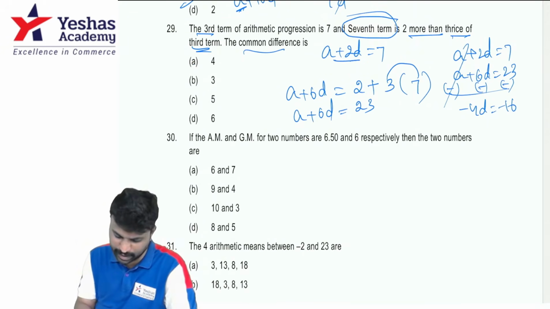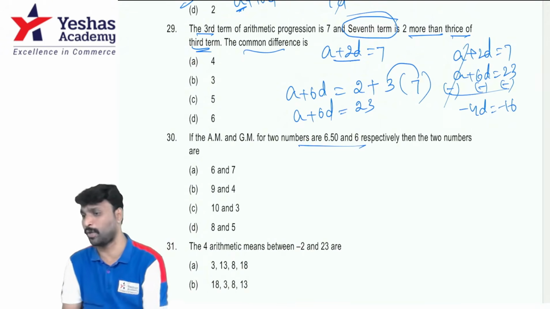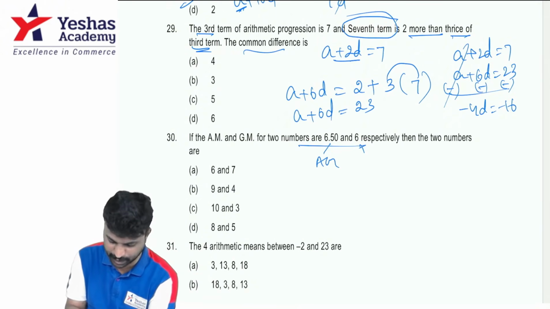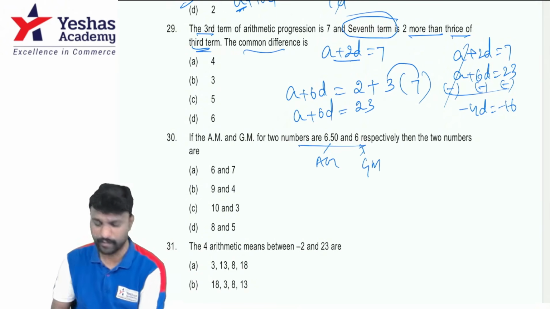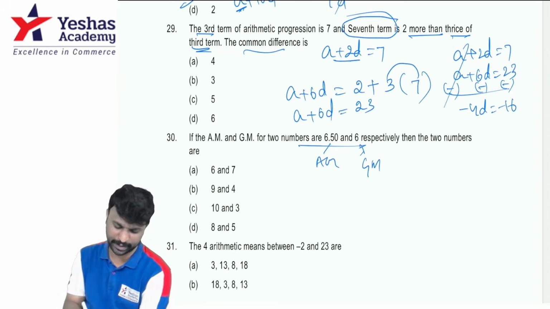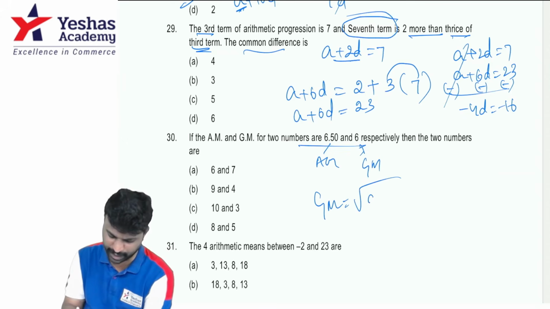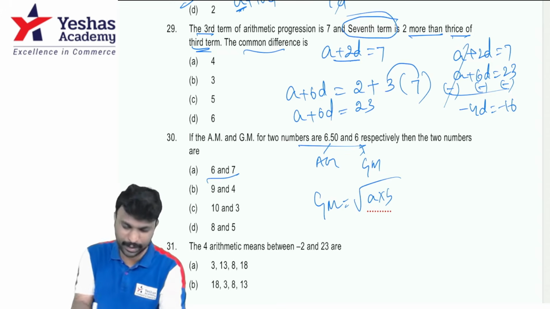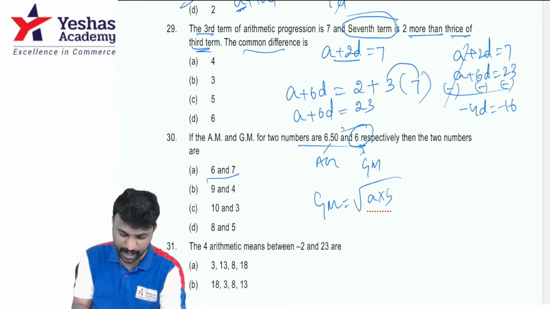Guys, the 30th one, a Laddu question, which is one of the solved questions in our material. AM and GM are given. AM is this and GM is 6. Find the 2 numbers. Guys, I told you, always check for GM. What is GM? Root of A into B, where A and B are in the options. Okay, 6 into 7, take the root. If I press, I get 6.4 something. It's not 6. It's not option A.